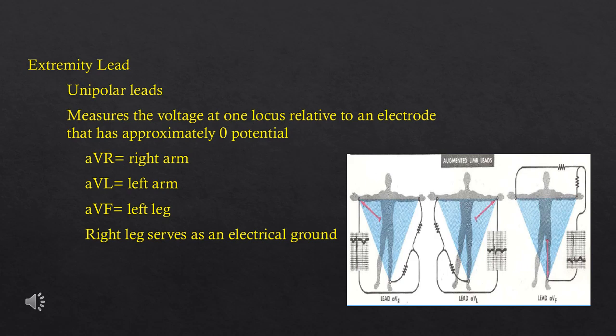The unipolar leads measure the voltage at one locus relative to an electrode that has approximately zero potential. AVR for right arm, AVL for left arm, AVF for left leg, and the right leg serves as an electrical ground.